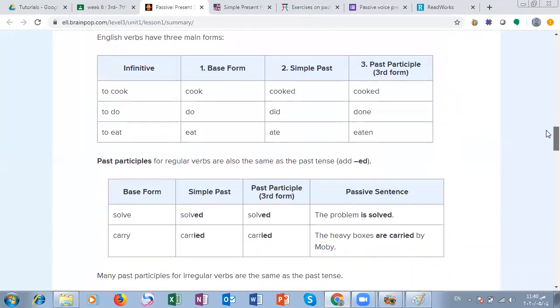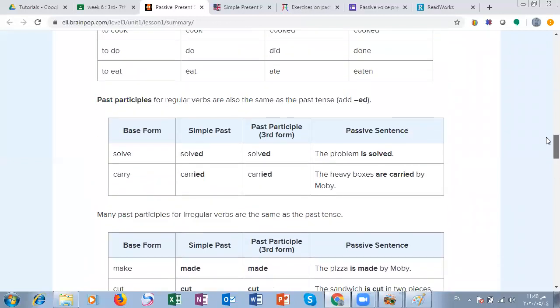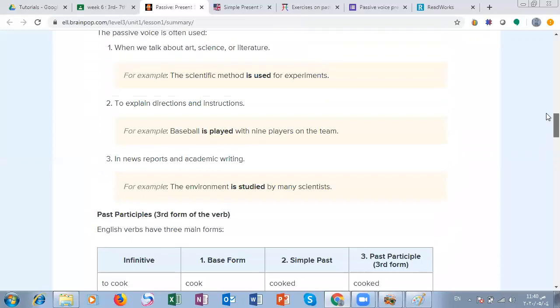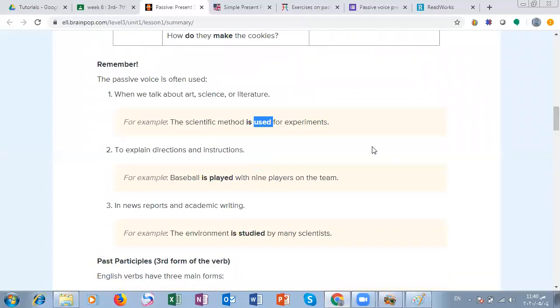Okay, let's see more examples. The passive voice is often used when we talk about art, science, or literature. The scientific method is used for experiments. To explain directions and instructions, we use the passive voice too, okay? Baseball is played with 9 players on the team.